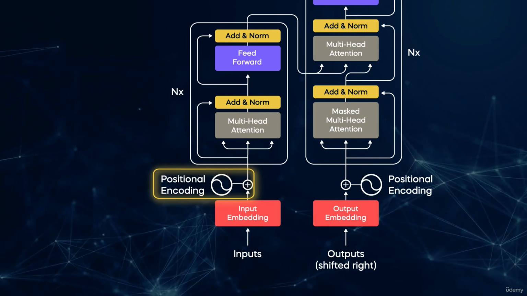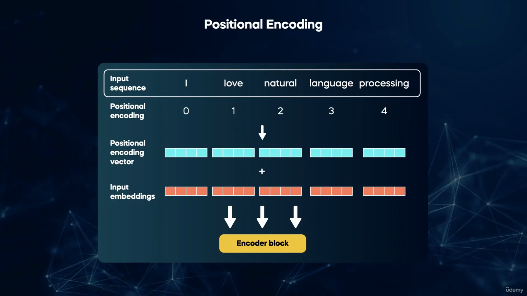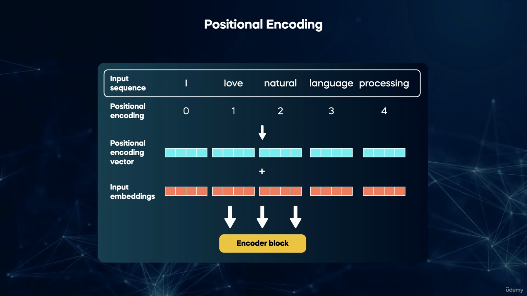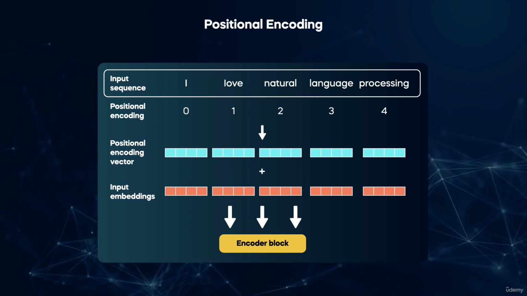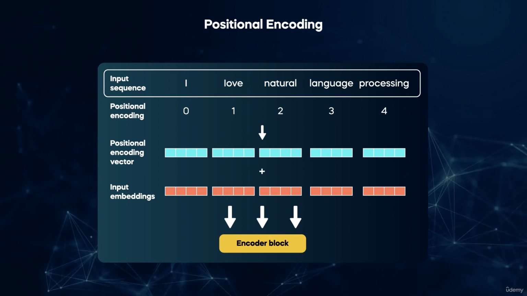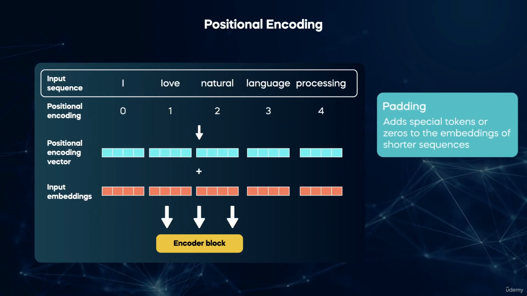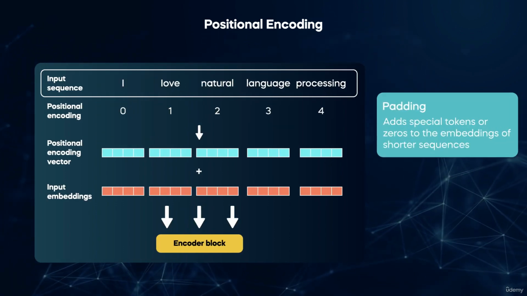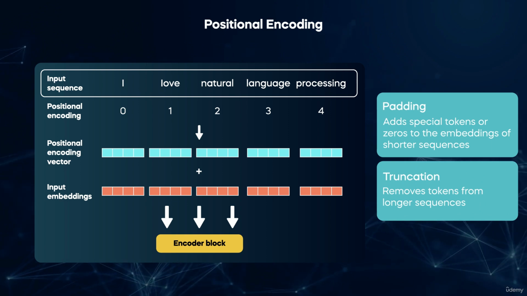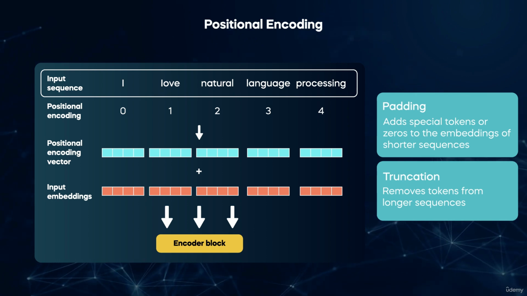Positional encoding is essentially where we give each token a number, recording the position of the token in the sentence. This means we can keep the information of the order of words within the input data itself, rather than having to deal with one word at a time in sequential order. To ensure that all input sequences have the same length, padding or truncation may also be applied. Padding adds special tokens or zeros to the embeddings of shorter sequences, while truncation removes tokens from longer sequences. This is required for certain models, and we'll look into this later when we get to our practical lessons.